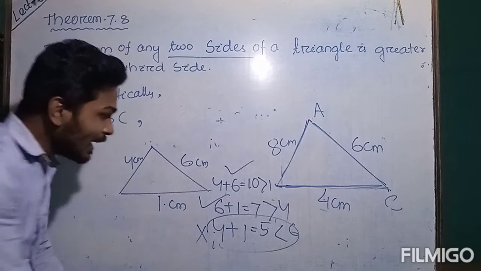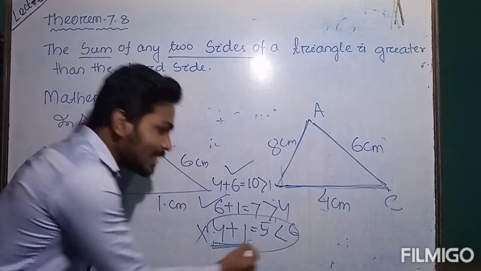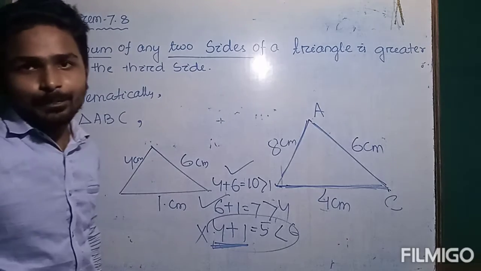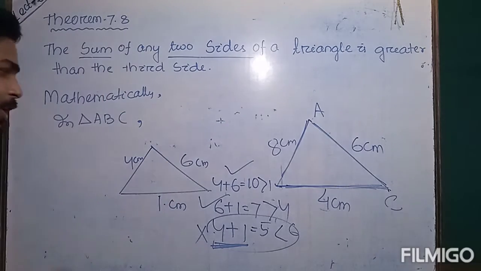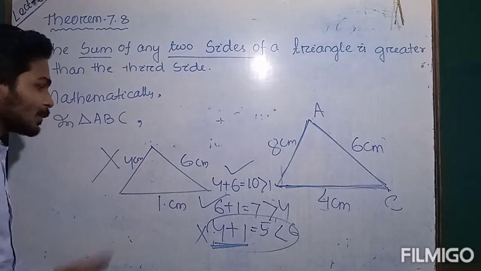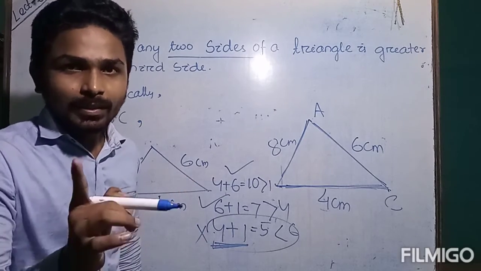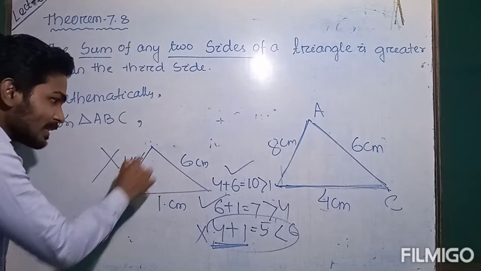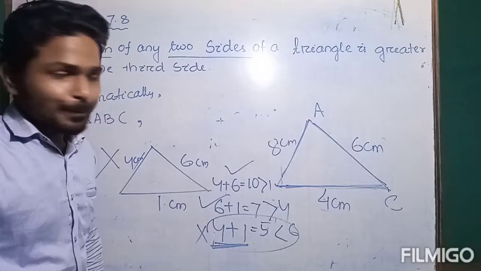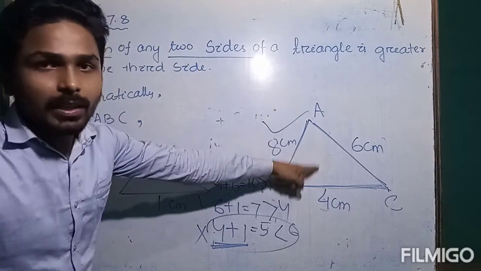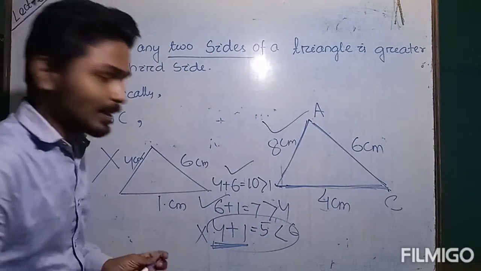Here you find that the sum of these 2 sides is less than the third side. It is not greater than the third side. It is concluded that we cannot draw a triangle with sides 4 centimeter, 1 centimeter, 6 centimeter. Understood? We cannot draw a triangle with these sides. But the earlier one we can draw, because it follows all the conditions of theorem 7.8.